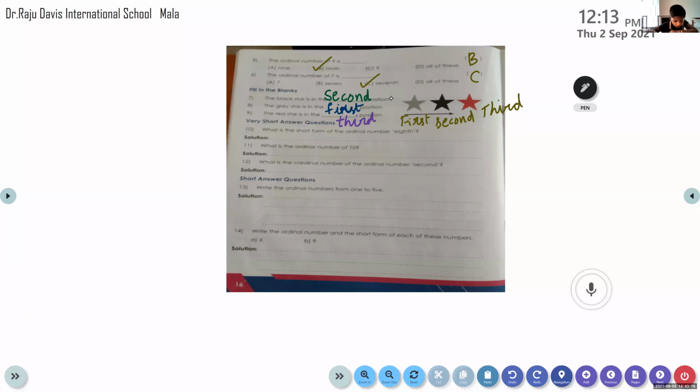Nihal, please unmute and read question number 10. What is the short form of ordinal number? See, the cardinal number is 8 and the ordinal number is E-I-G-H-T-H. And its short form is number 8 and T-H. So here the answer is 8 and TH.